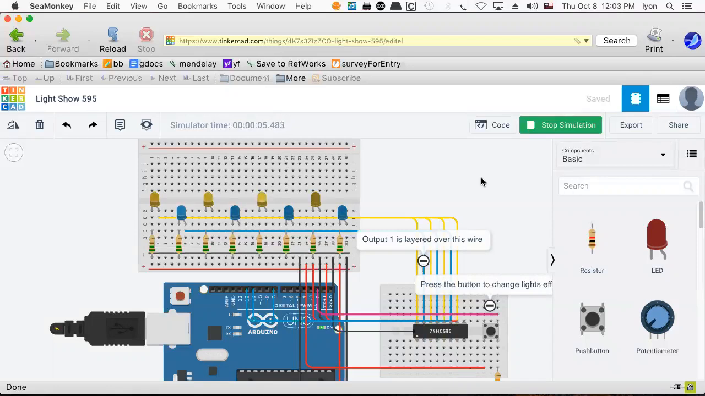Can you do the same thing for inputs? This is only outputs, right? You can do it for inputs as well. Yes, that is right. You can use it for inputs or for outputs. It's just going to essentially allow you to increase the amount of I/O that you have.